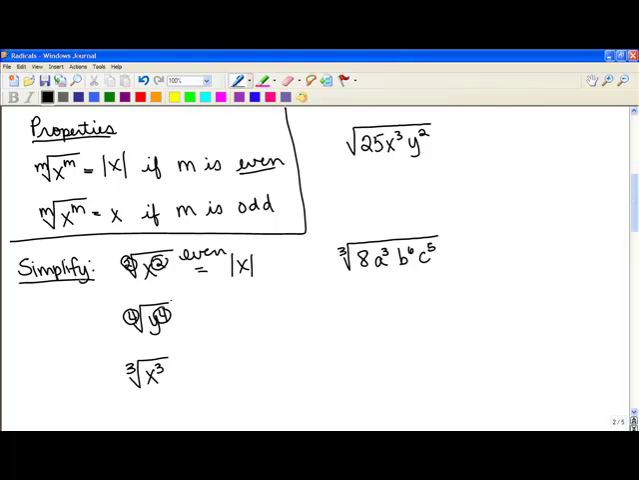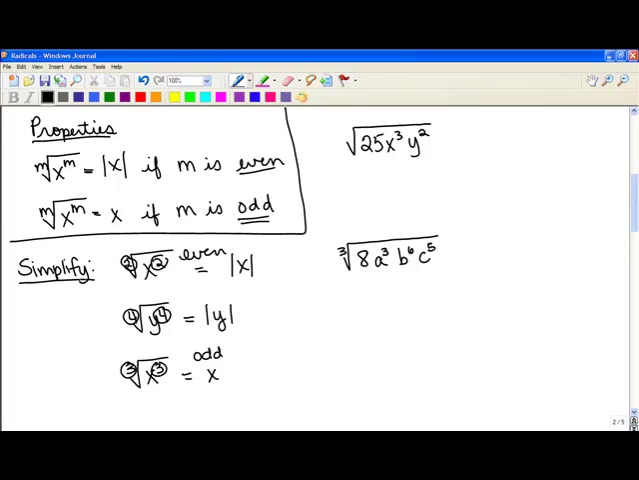Here on the next problem, we have an even root and power. So again, that will equal the absolute value of y. And in the next example, we have odd roots and powers. So that just equals x by our rule here.